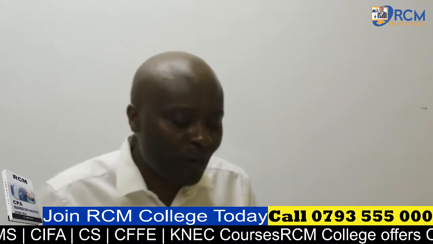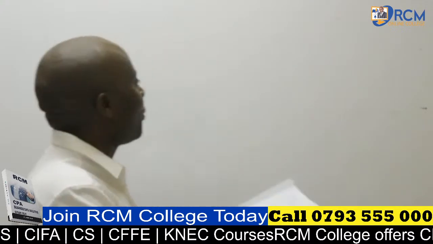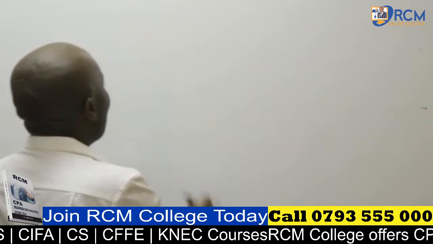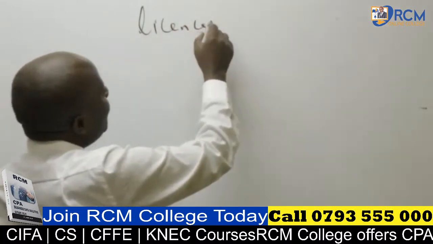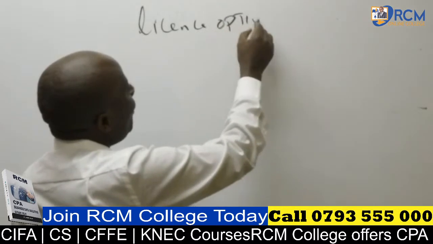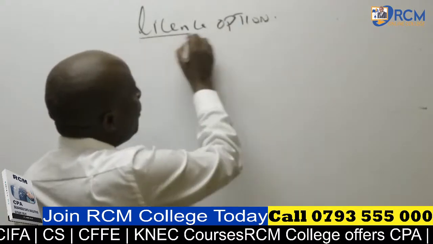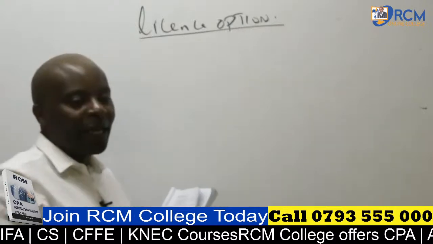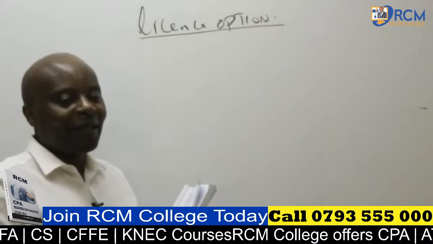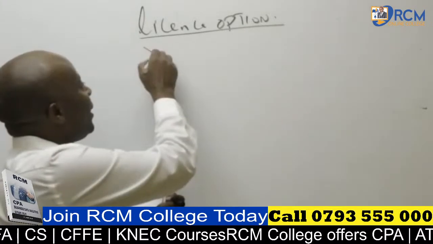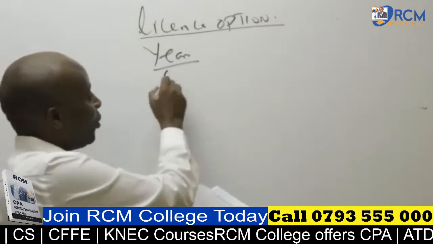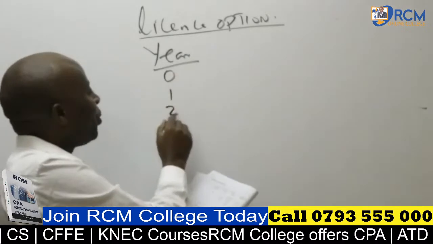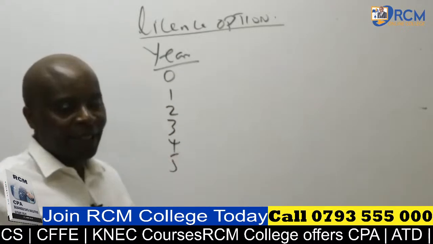This is quite a simple thing. What I want there are the cash flows in the licensing option. They've given me the licensing option cash flows. So write down clearly "license option", your handwriting is better than mine. If possible, in capital letters, you underline it to scare the examiner. And then you come and write the year. They have told you to start with year 0, but you can decide to leave it. Year 0, 1, 2, 3, 4, 5, like that.